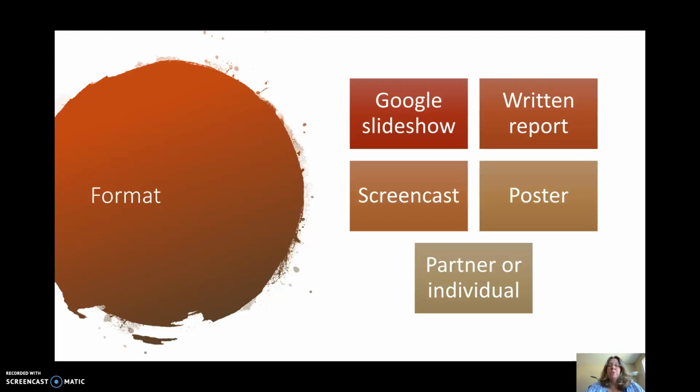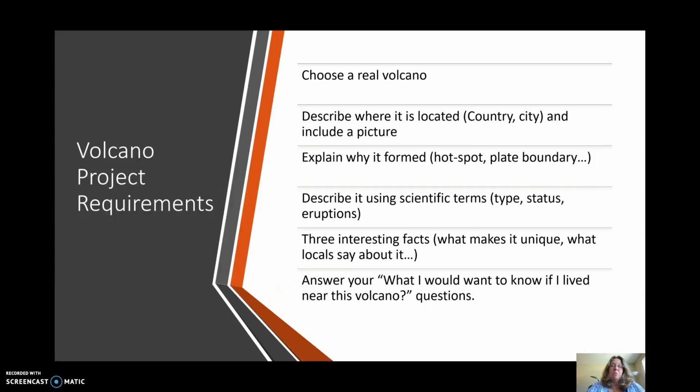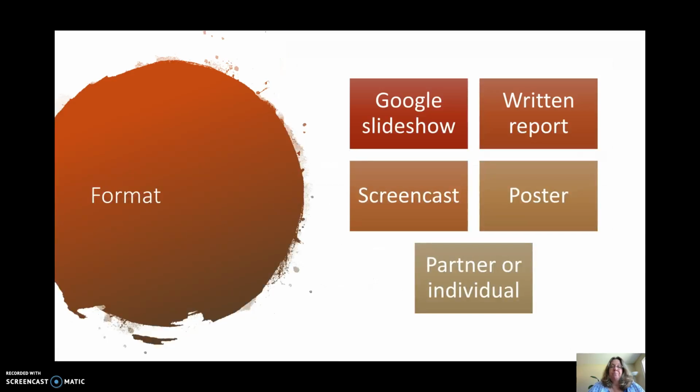Just make sure that whether you did a slideshow, or a report, or a screencast, or a poster, I'm going to actually go back. Remember, it needs to have all these things. You need to include all of those, no matter which of those types you pick. I would make sure at the end you go back and say, did I do this? Oh, I forgot to say what kind of volcano it was, or I didn't answer my question. So just double check before you're done.